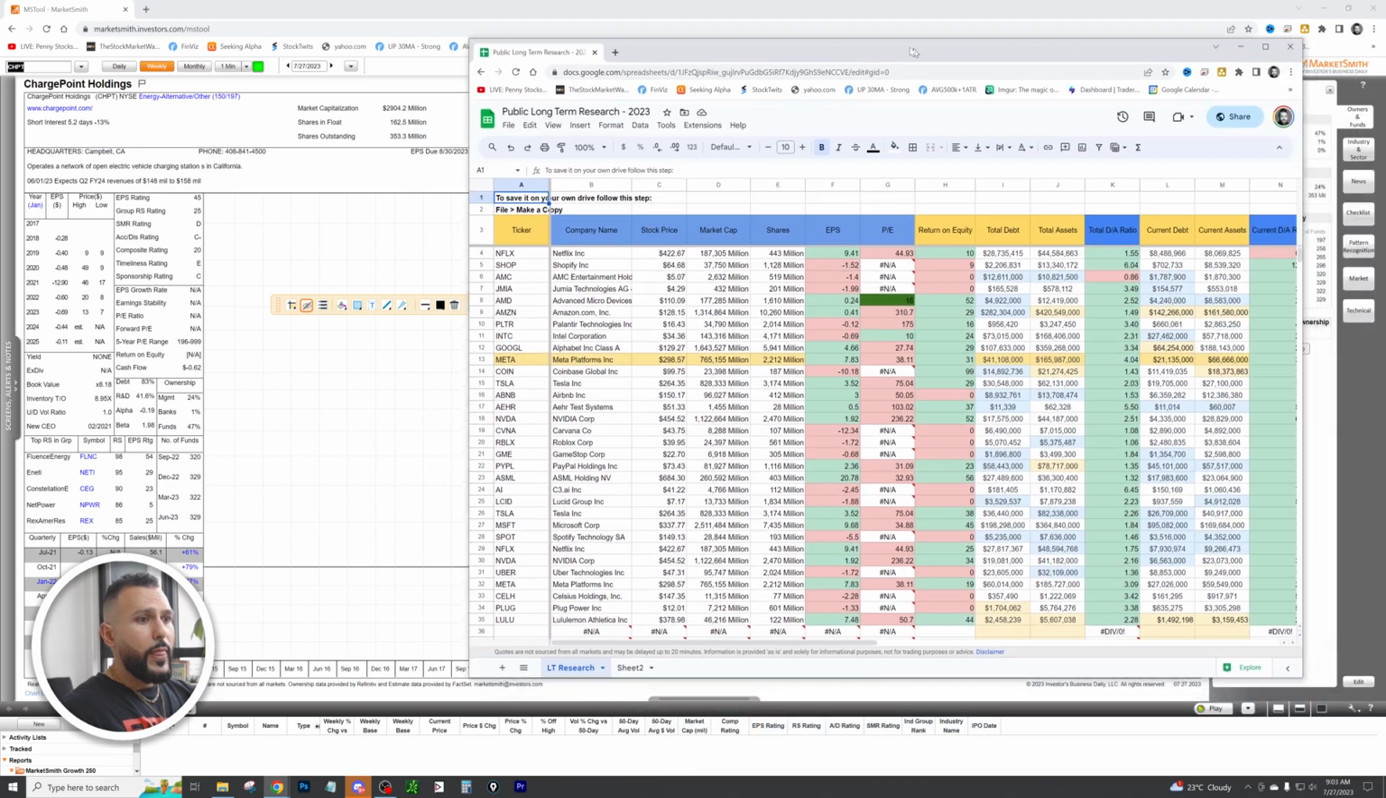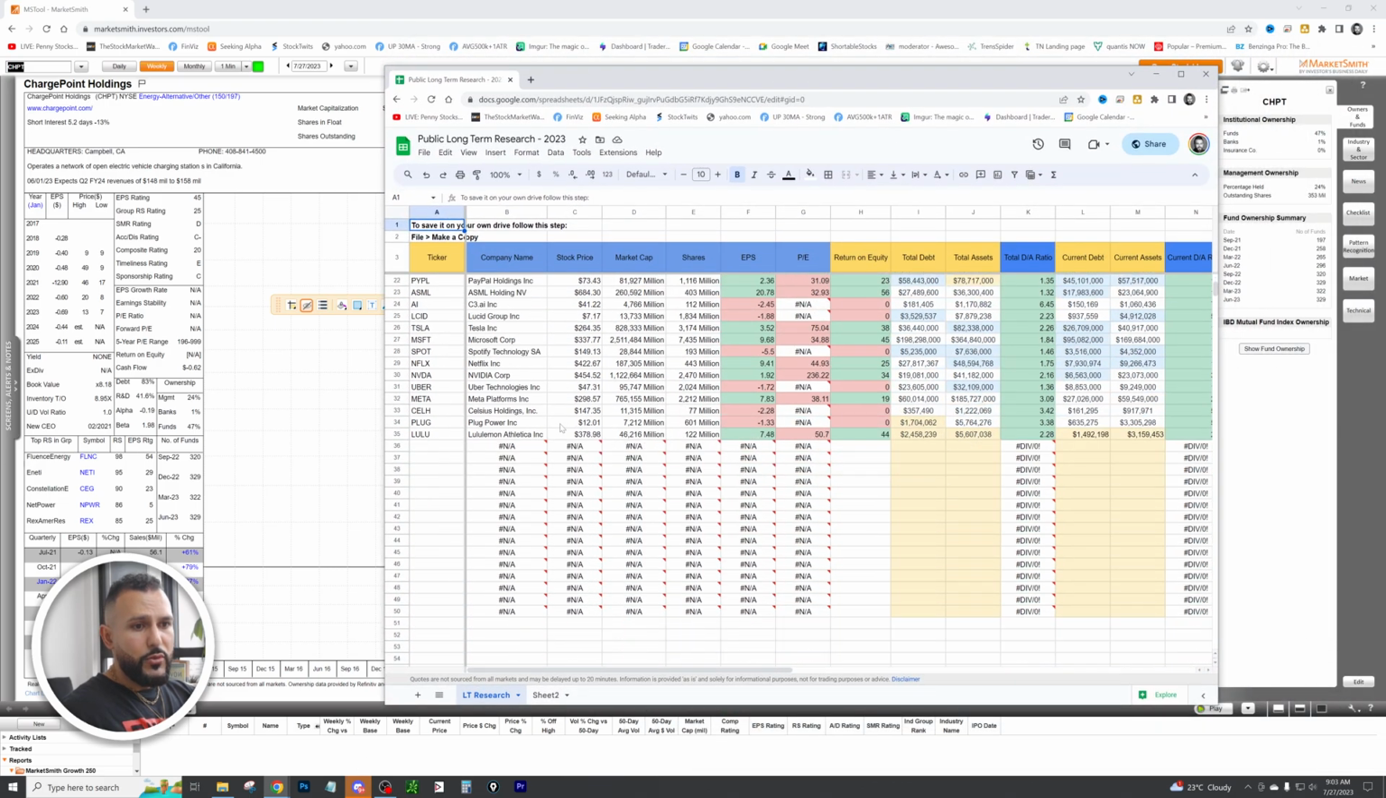All right, so we're going to look at our handy dandy Excel sheet. We're going to come down here. We're going to type in CHPT. It's going to start loading some data, and right away negative EPS, so that means PE is negative, and return on equity is also going to be blank.